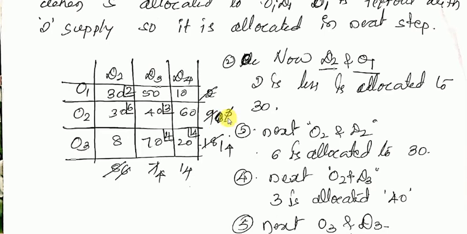Right. Next, this complete column has been satisfied. Then go for only these two and these two. Here 3 is left out and 7 is there. Comparing these 3 and 7, 3 is least, 3 is allocated for 40. This complete row is eliminated and left out with 7 minus 3, 4. Next remaining 4 is allocated for 70, 14 is allocated for 20.